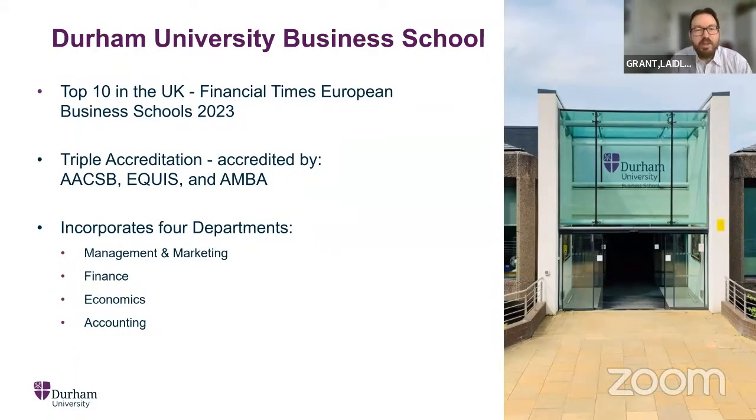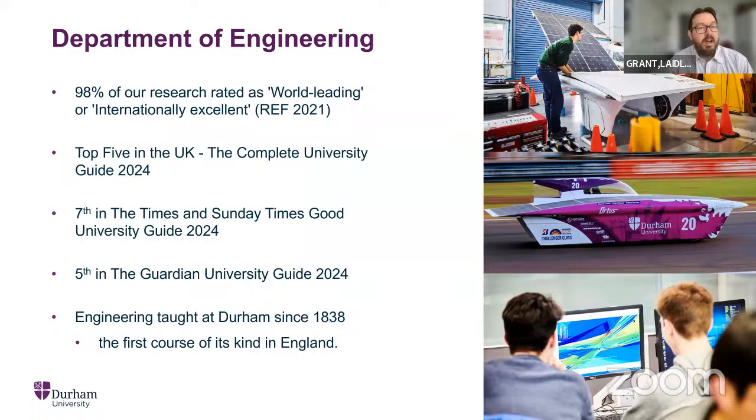Okay, now the business school, and I'll speak to the business school here, but colleagues, I'm sure, will chip in if I get something wrong. Top 10 in the UK in the Financial Times European Business Schools. It is triple accredited, so it's accredited by a number of accrediting bodies for business. One of the very few places that applies that rigor. And it's a very big department, actually. The business school incorporates 4 separate departments, of which a couple are very intimately involved in this particular program.